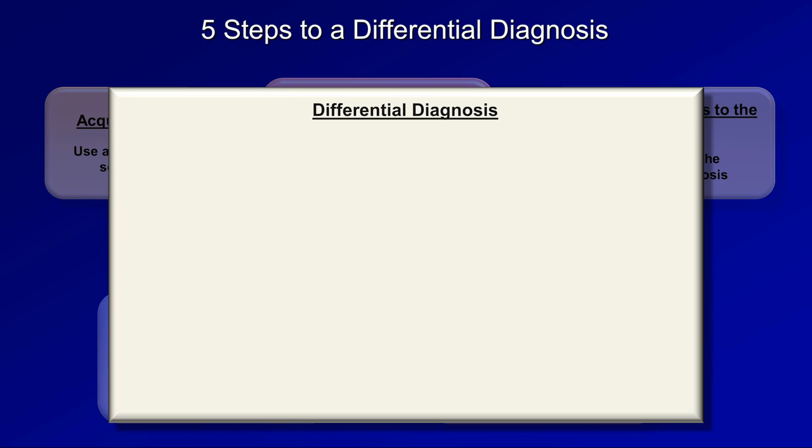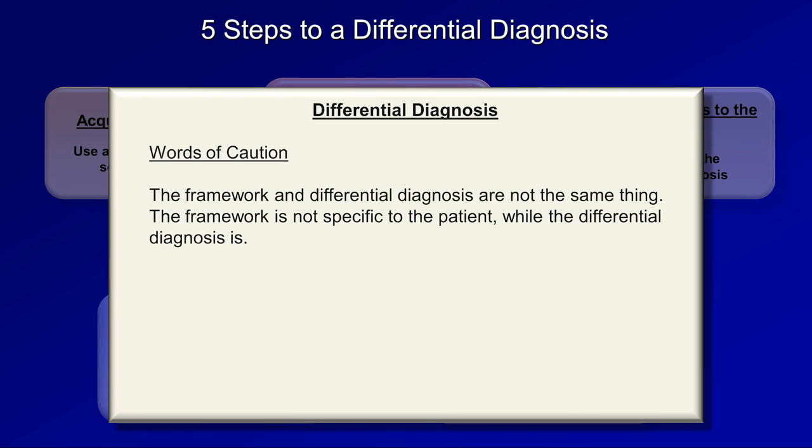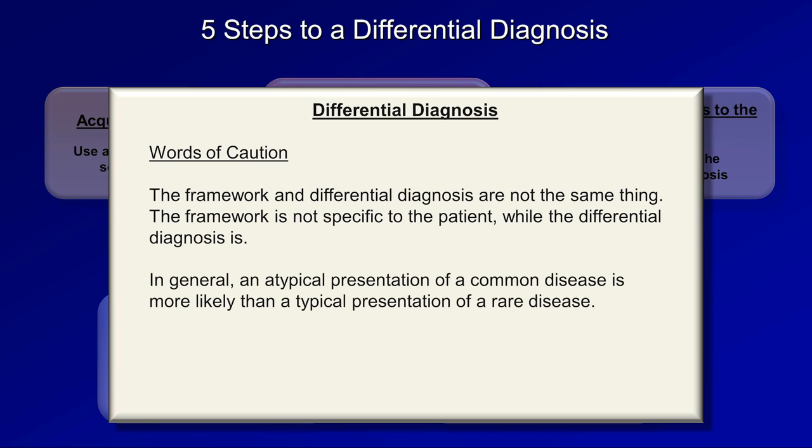My last words of caution. First, the framework and differential diagnosis are not the same thing. The framework may be adopted directly from a reference source and is not specific for your patient. The differential diagnosis, on the other hand, includes only those diagnoses relevant to the patient in question. A differential diagnosis that has not been made specific to the patient is nearly worthless. When prioritizing the differential and establishing the provisional diagnosis, in general, an atypical presentation of a common disease is more likely than a typical presentation of a rare disease.